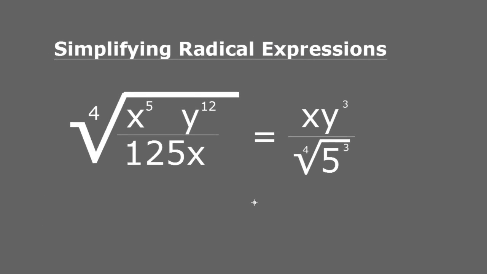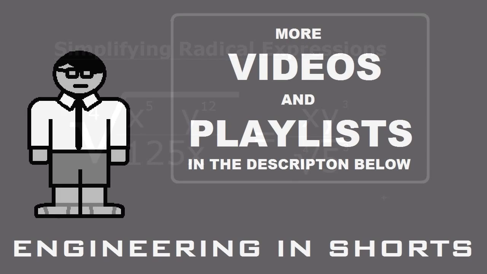This is what we started with, and this is what we finished with: x multiplied by y cubed divided by the fourth root of 5 cubed.